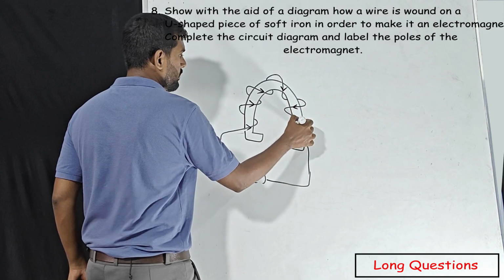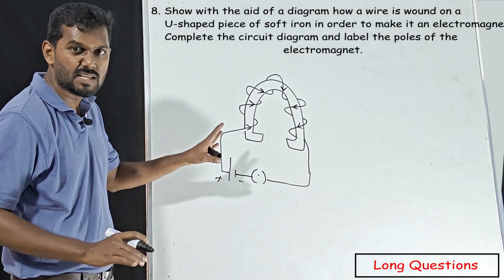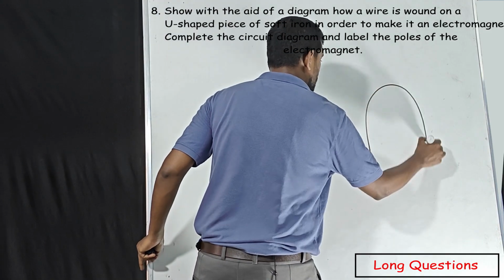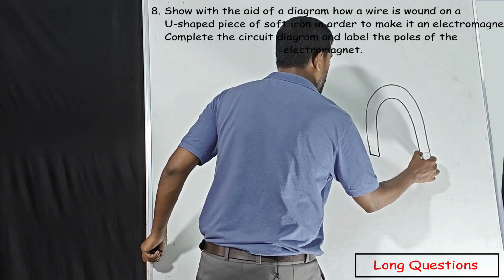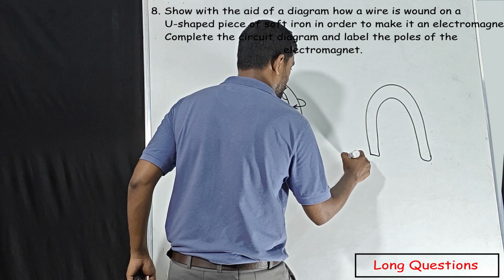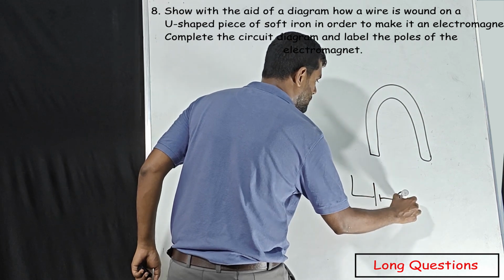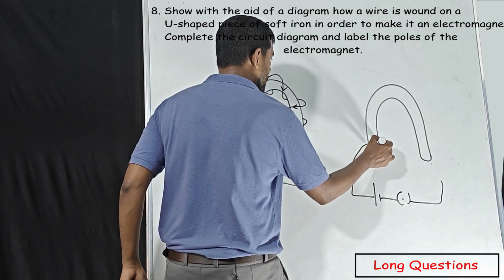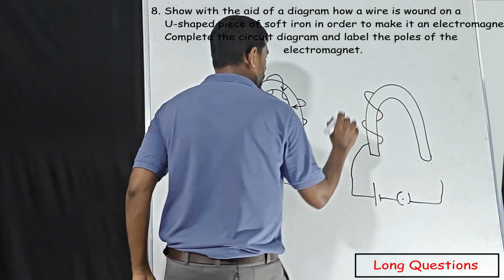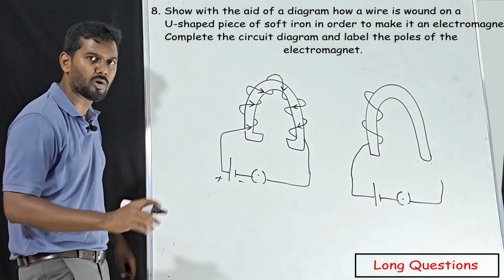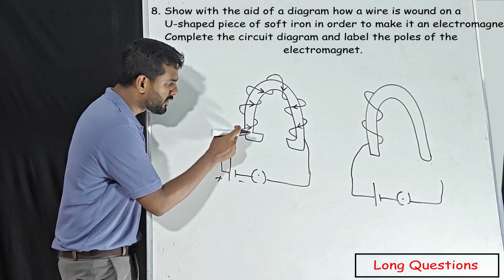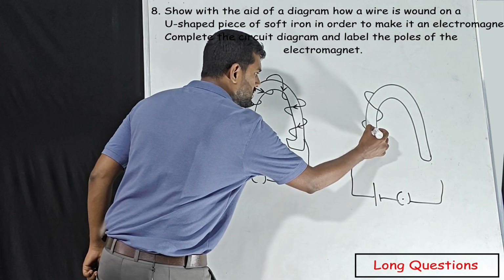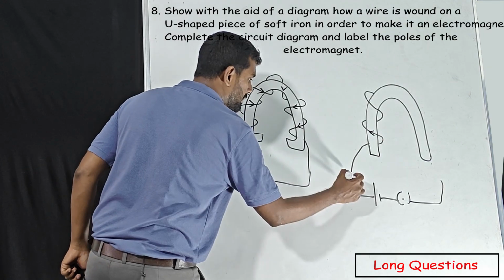Draw the arrow marks. This diagram can be drawn in two ways. Listen, I'll show you. Okay, so the plus. This much is enough to explain the concept. Listen, here the first line is above, and here the first line is below, and the direction of current is very much important.